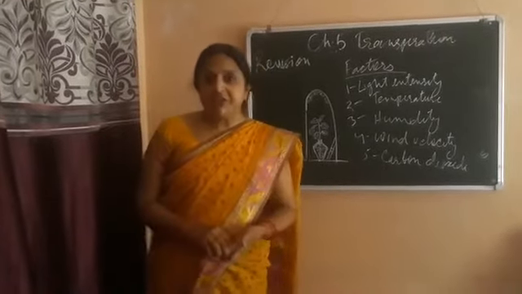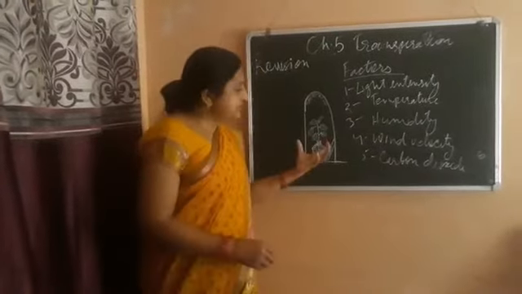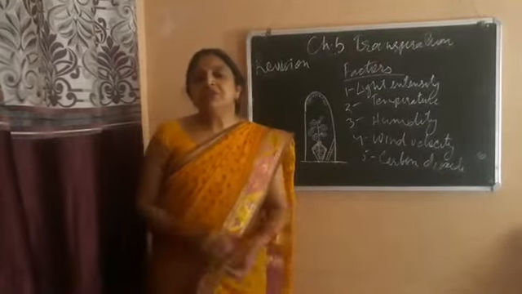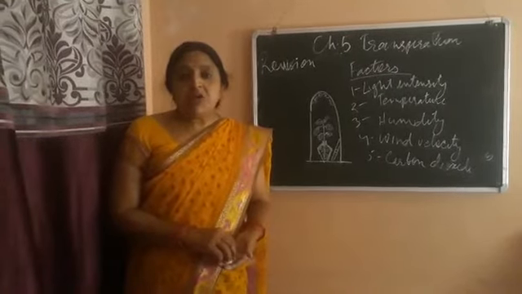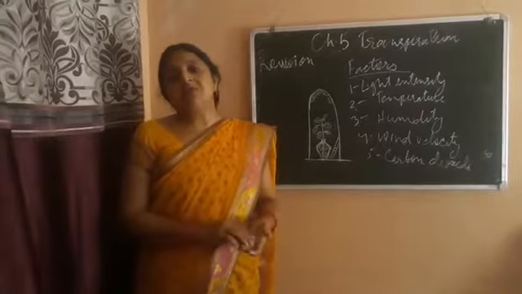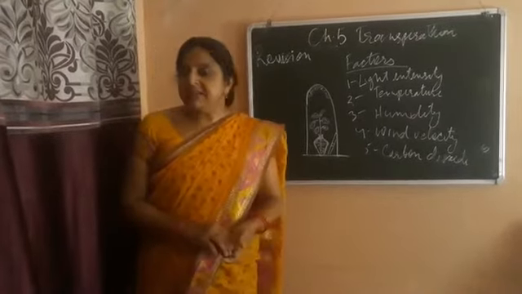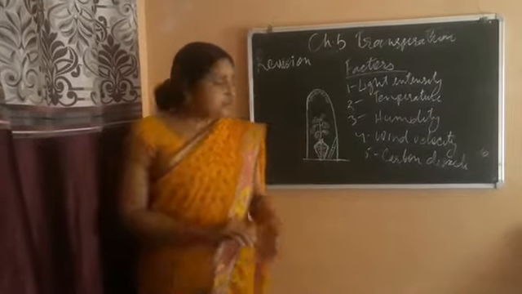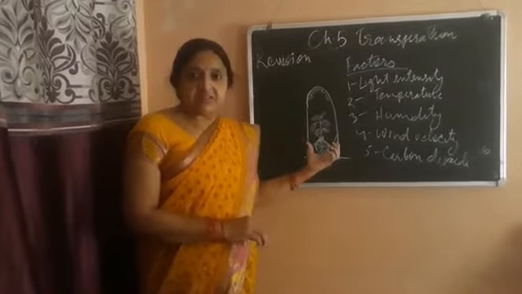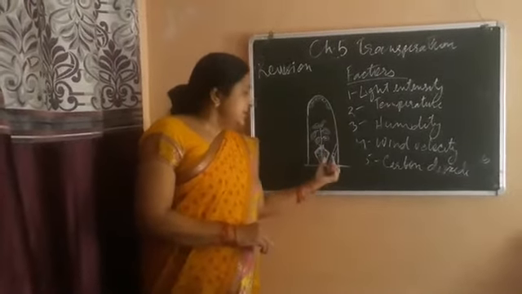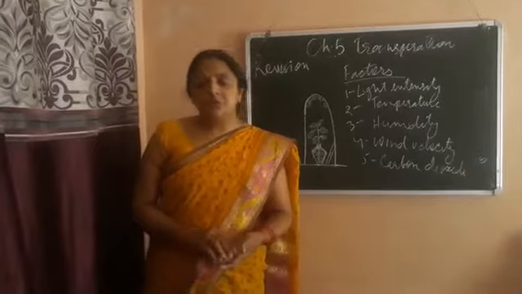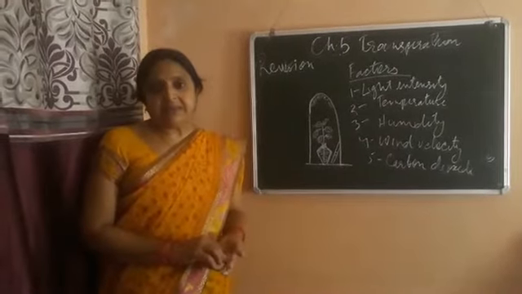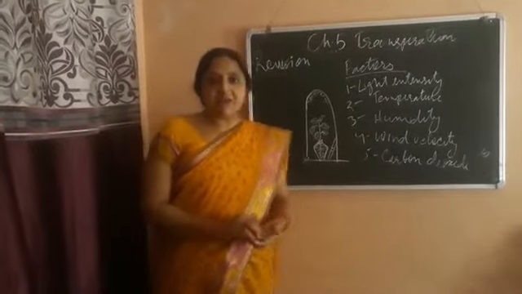Initially it is blue in color, and after some hours it turns pink, because moist cobalt chloride paper is pink in color. So because of the moisture in the bell jar, the cobalt chloride paper turns pink. This is all about this practical.